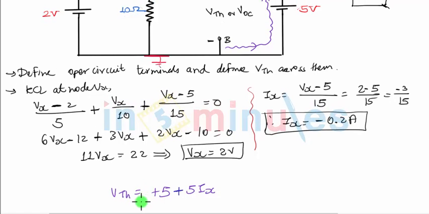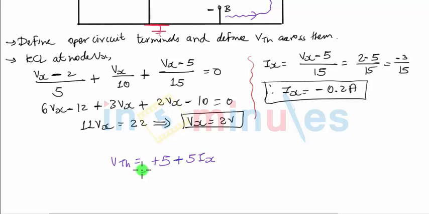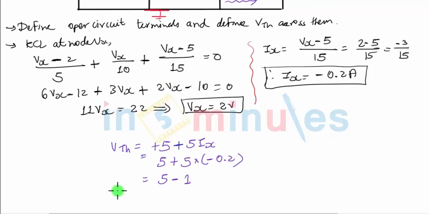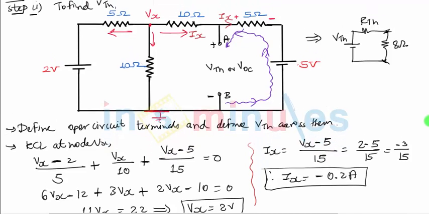However, when I put the value of Ix, you can see Ix itself was negative. So when I put the value of Ix, obviously I'm going to get a negative sign here. So 5 plus 5 into minus 0.2, and this will be nothing but 5 minus 1, and this gives me the desired value that I was looking for of VTH, and VTH becomes 4 volts. So that's my first answer. We have obtained VTH as 4 volts.